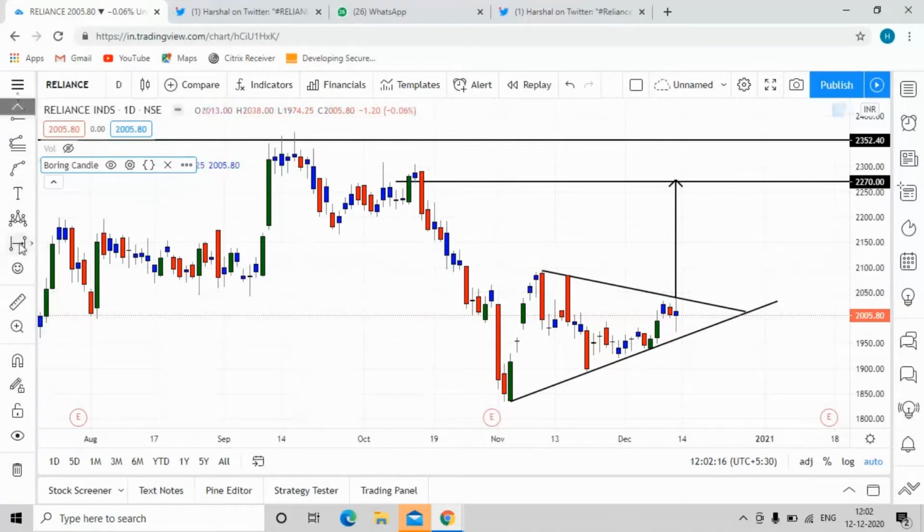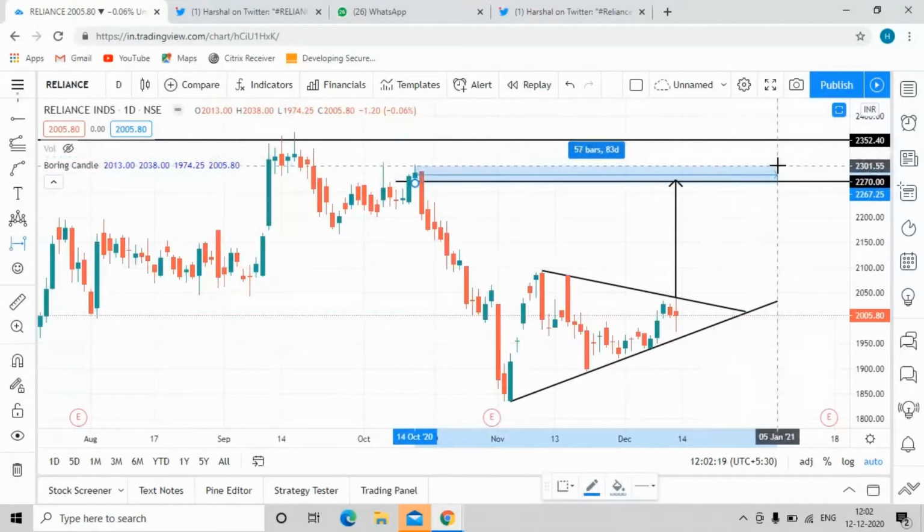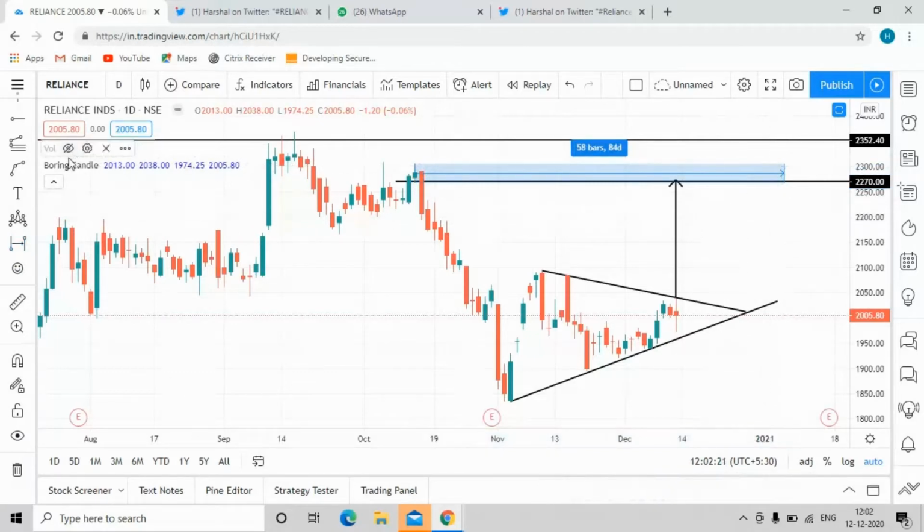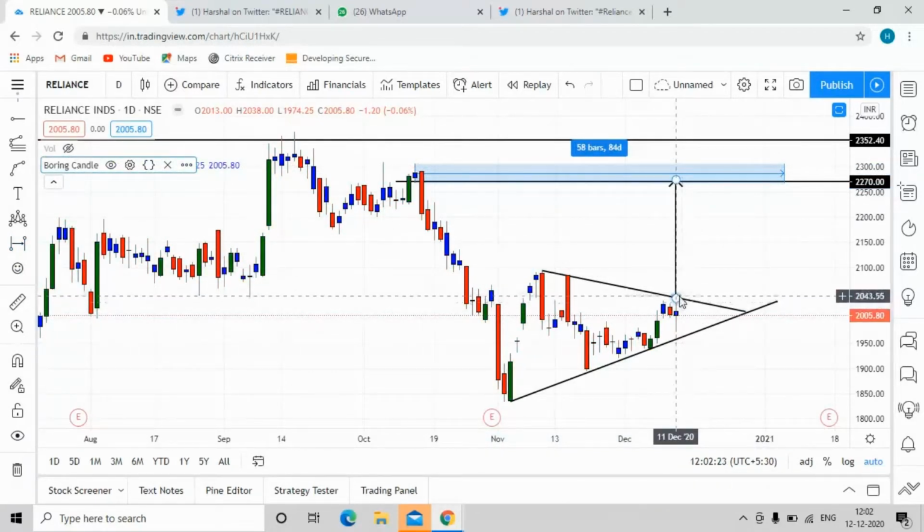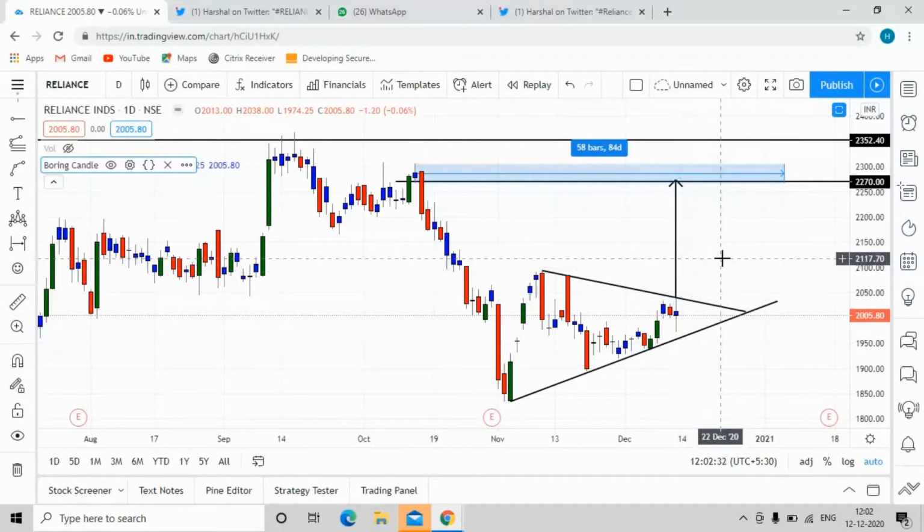Okay. So for me, this is the level to go short on Reliance, right? Again, only if it is giving me a close above this level, and ideally I'm expecting that this should give you a close above this. Again, there's a reason.